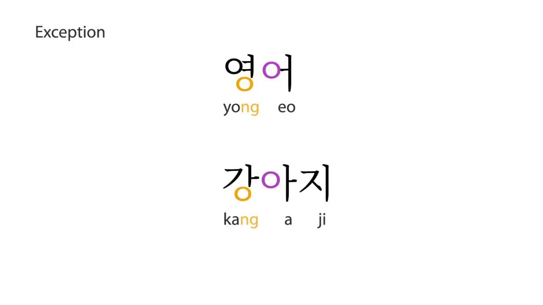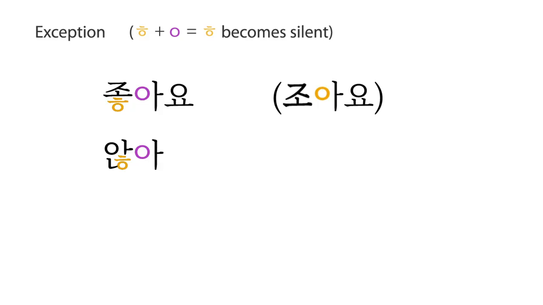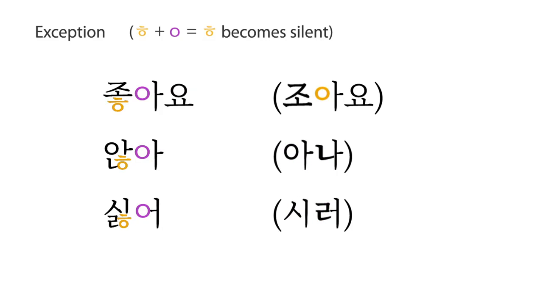Exception to this rule: when the circle itself comes as a final consonant and the next block starts with a circle, the ng sound will not move to the next block. 영어. 강아지. When the letter 흐 is followed by the circle, the letter 흐 becomes silent. And if there are double final consonants, the final consonant before the 흐 will move to the next block. 좋아요. 싫어.